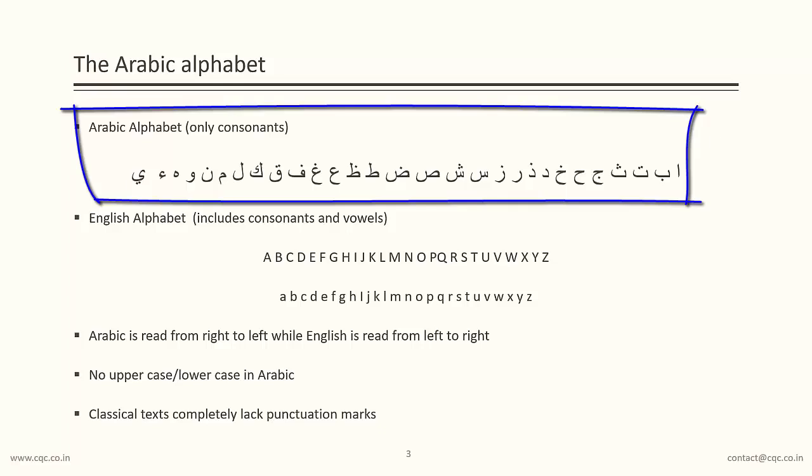Their names are as follows: Alif, Ba, Ta, Tha, Jim, Ha, Kha, Dal, Thal, Ra, Za, Sin, Sheen, Sad, Dad, Ta, Dha, Ain, Ghain, Fa, Qaf, Kaf, Lam, Mim, Noon, Waw, Ha, Hamzah, Ya.